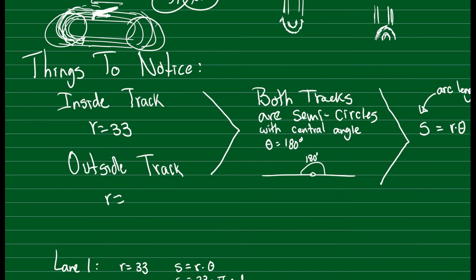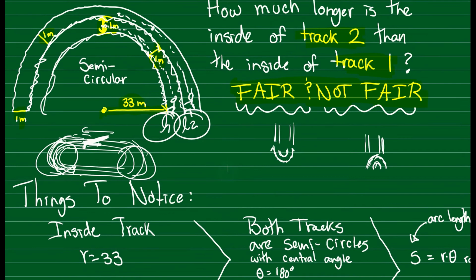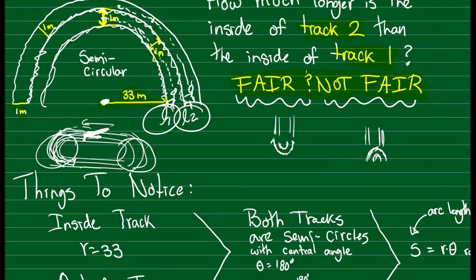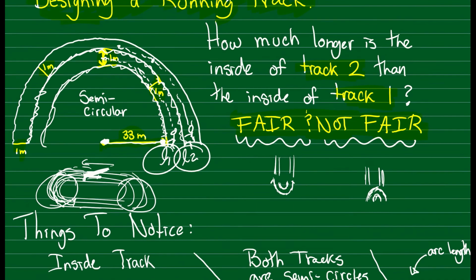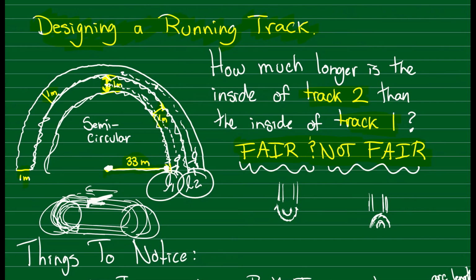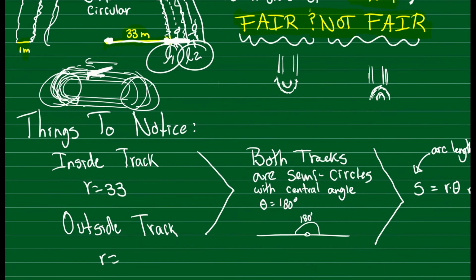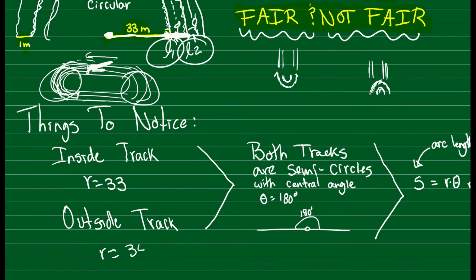Things to notice. The inside track is 33 meters from the very center all the way to the very inside of the very first lane, lane one. And on the outside, if you look at the information, it is 1 meter between the tracks. Well, if from here to here is 33, from here to here must be another meter, right? So it's 34. So the outside track has a radius of 34.